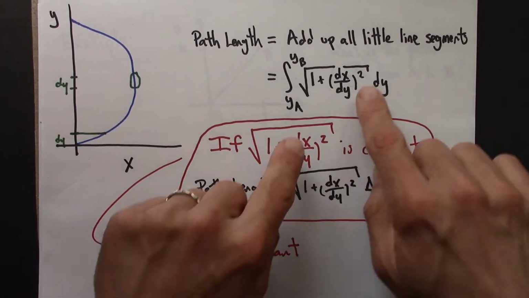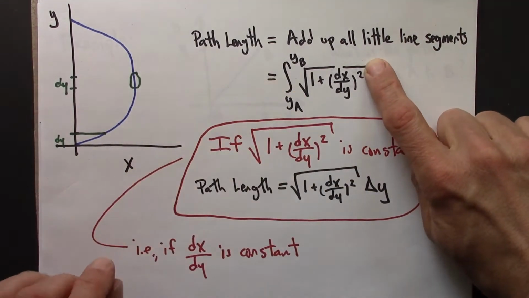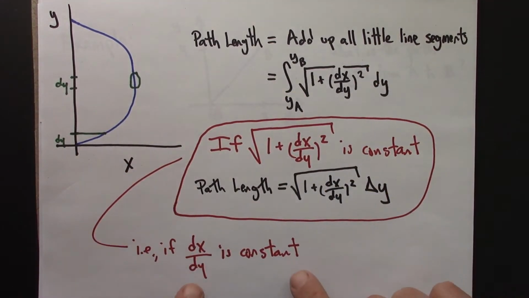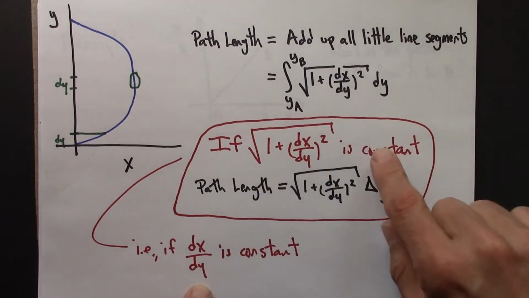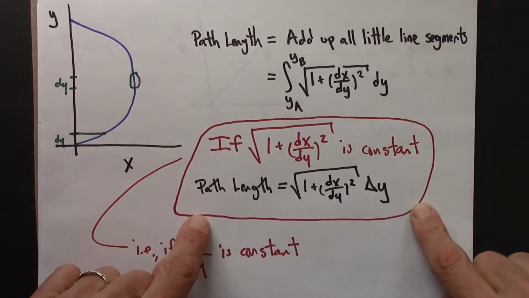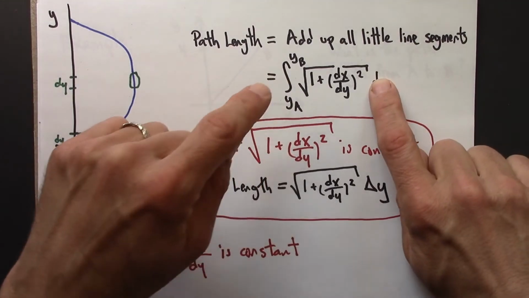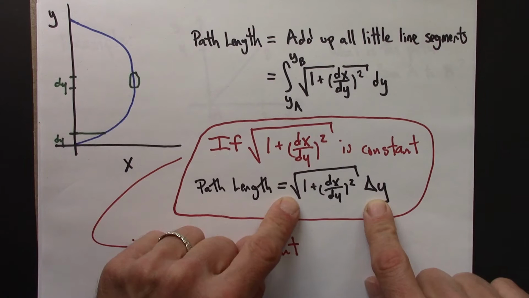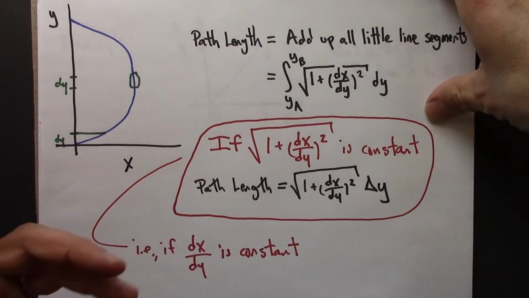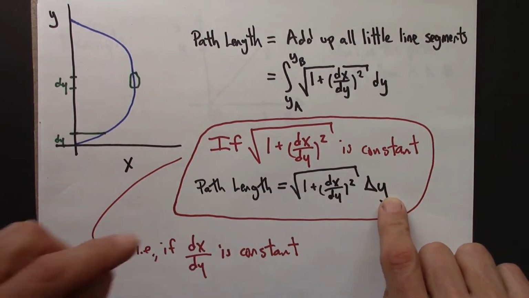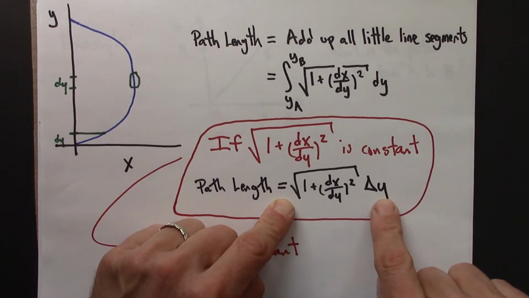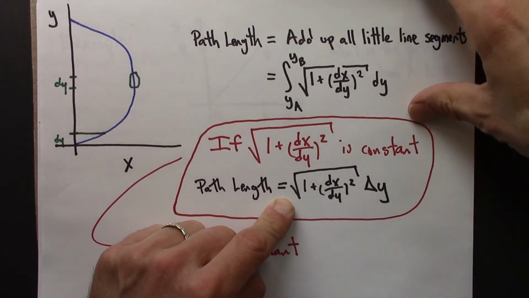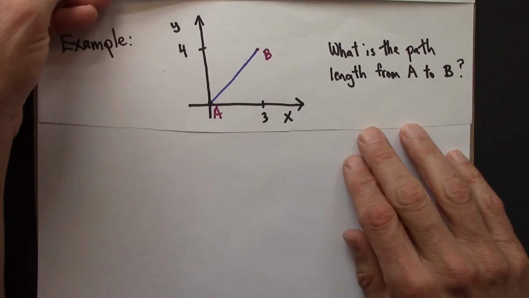If this term happens to be a constant, then we have a much simpler version of the formula. The thing we're adding isn't changing as we're adding it up, so we can basically just multiply to get the path length. And what we'll see is that in that case, this is really the Pythagorean formula in slight disguise. So let's do a quick example.